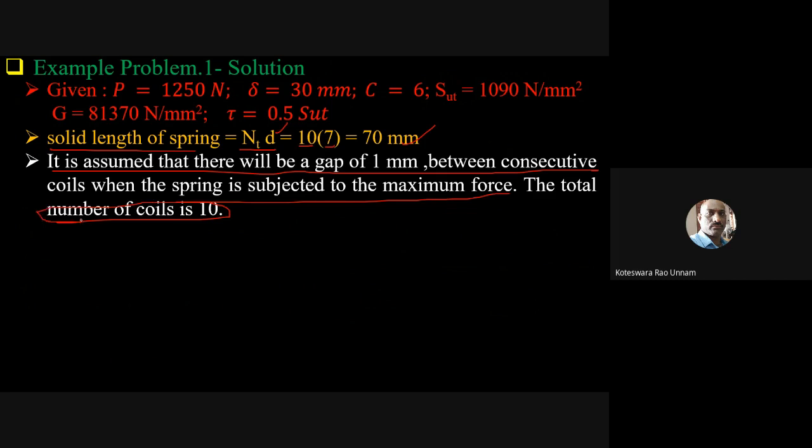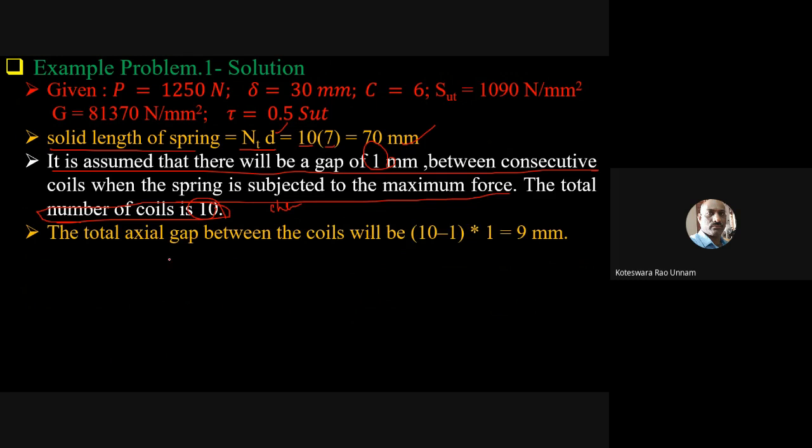So here this is what I am saying about the gap or clash allowance. In this problem, he has not mentioned anything about the criteria you need to follow to pick up that clash allowance. So therefore, we'll choose the gap between the adjacent coils as 1 mm. Since you have 10 coils, there are 9 such pairs of adjacent coils. 9 into 1 is going to be the total axial gap. So that's what he has calculated here. The total axial gap is 9 mm.